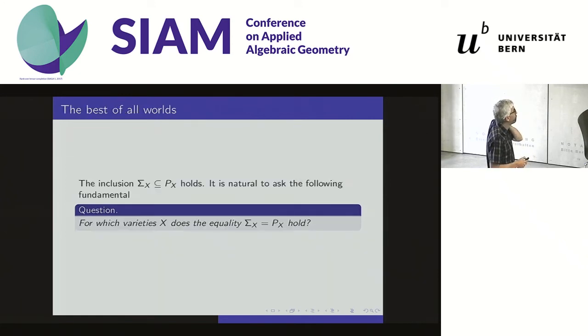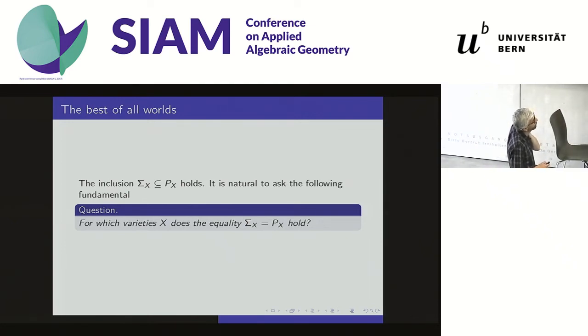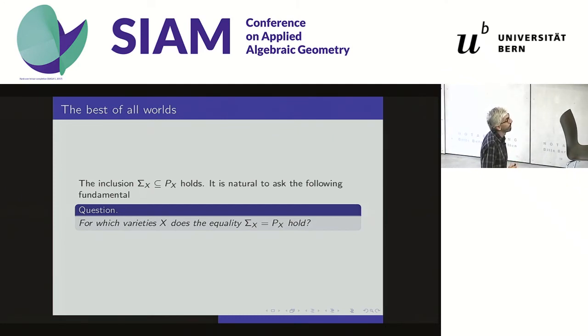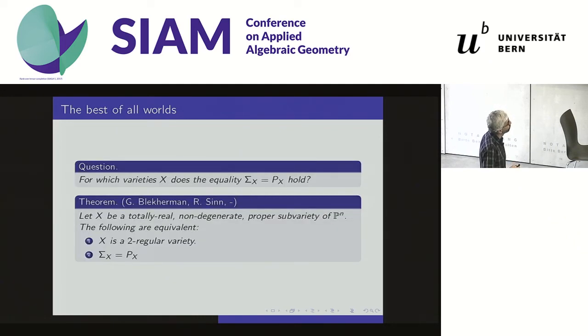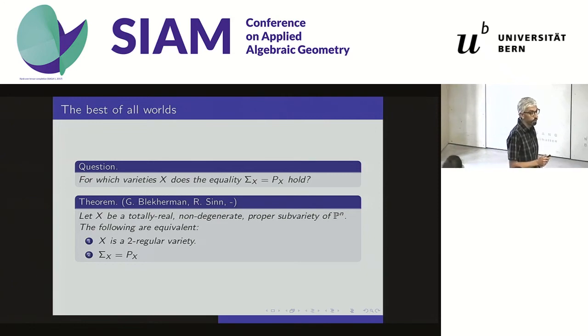So as before, the inclusion Sigma_X inside P_X holds. As before, P_X is important for optimization, and Sigma_X is a cone on which we can do optimization. And thus, it is natural to ask the following fundamental question. For which varieties X does the equality Sigma_X equals P_X hold? And the answer, which is joint work with Grigoriy Blekherman and Rainer Sinn, is that, well, let me just read the theorem. The answer to the question is that these are precisely the 2-regular varieties. It's an if and only if.